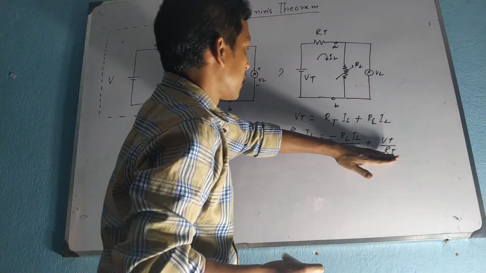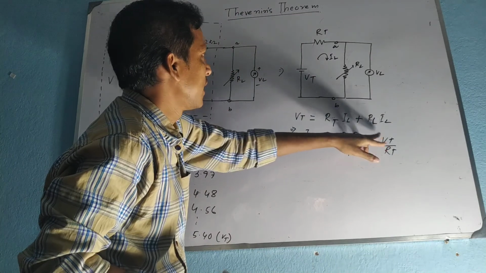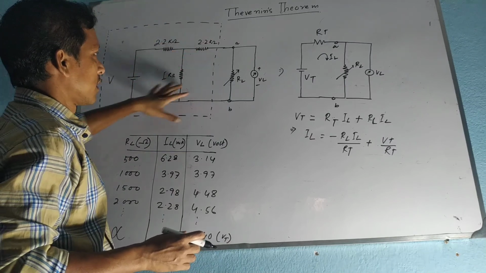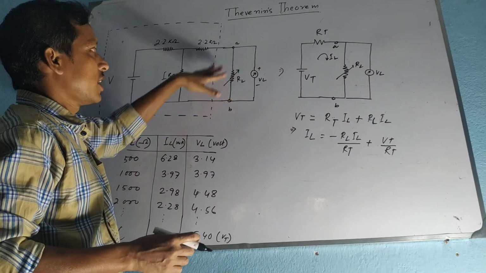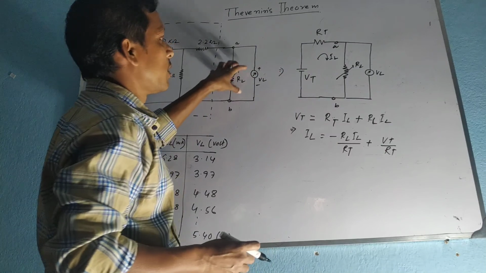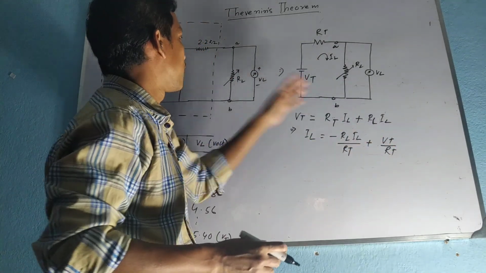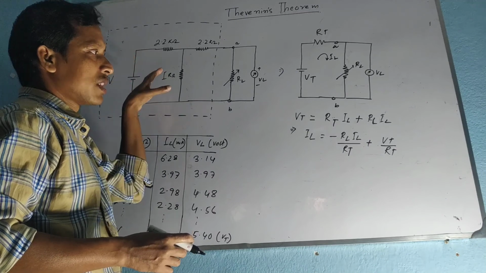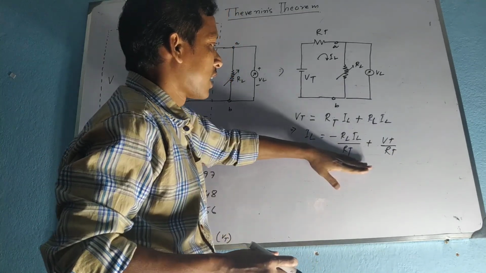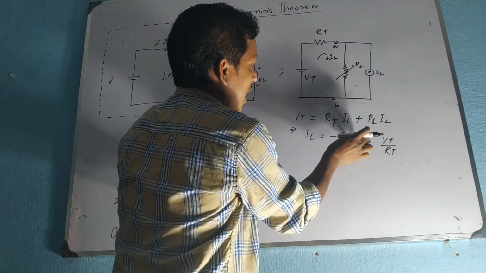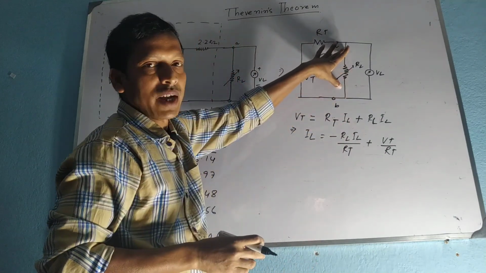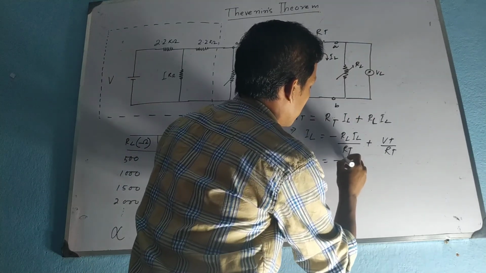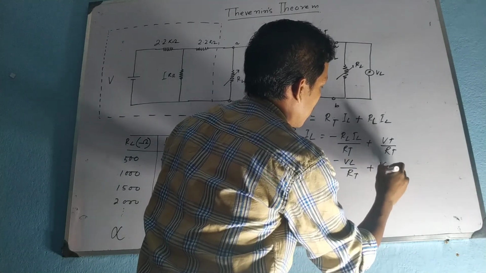Here let's see the equation. Vt does not depend on the value of RL, which is the variable resistance, so Vt is constant, and RT also is constant. Here only RL is variable, all other components are constant. So Vt by RT is a constant. RL IL is the voltage drop across RL, and the voltage across RL is measured by the voltmeter. So this can be written as IL equals minus VL by RT plus Vt by RT.